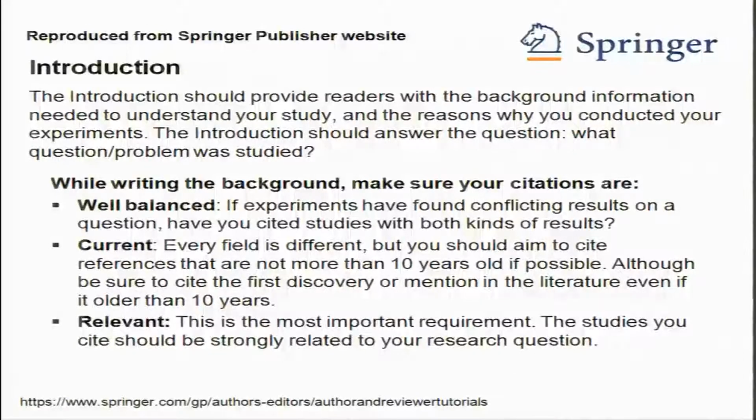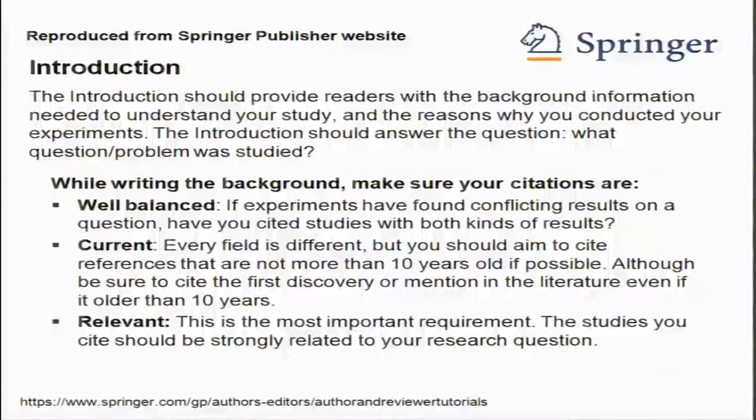Every field is different, but you should aim to cite references that are not more than 10 years old, unless it is something classic, right? Although, be sure to cite the first discovery and mention the literature even if older than 10 years. For example, if you are talking about the function of a gene, the gene was probably identified 15 years back, but you still have to refer to that paper because it is the first paper that characterized the gene. So maybe that is required. But after that, whatever you write should be recent.